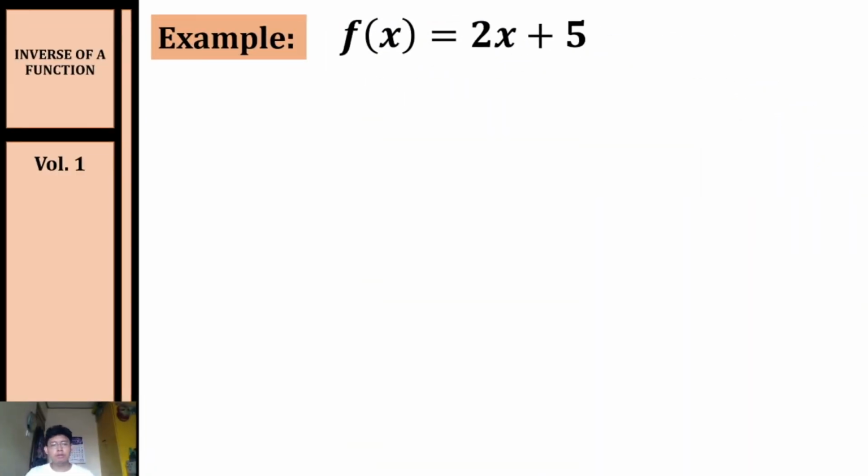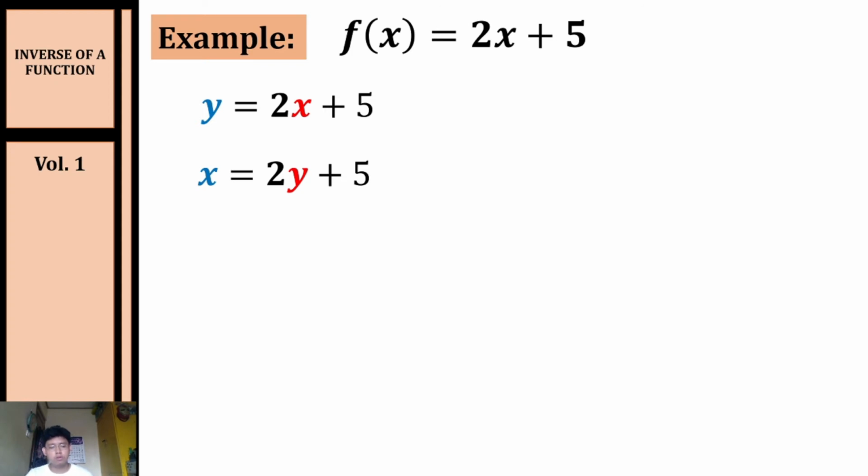So for example, we're going to get the inverse function of f of x is equal to 2x plus 5. So first step is for us to change the function notation to the variable y. So we will have y is equal to 2x plus 5. Then we interchange the variable x and y. So we will have x is equal to 2y plus 5. Next, we will solve for the value of y.